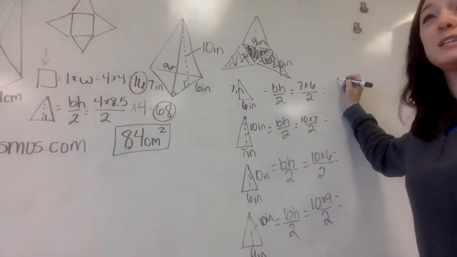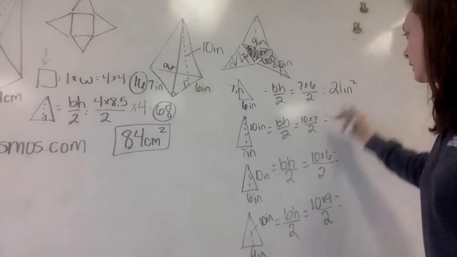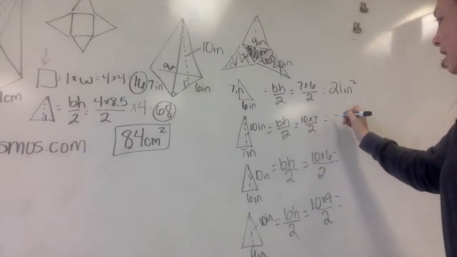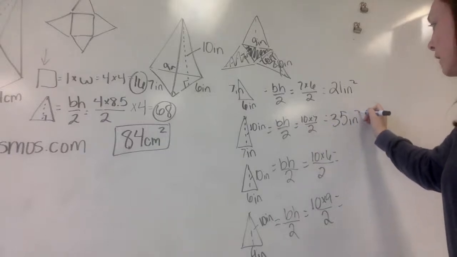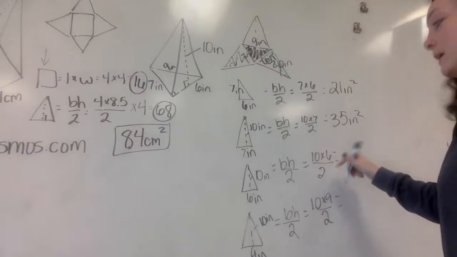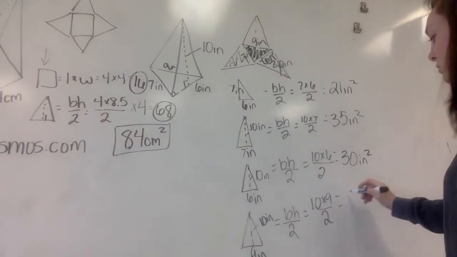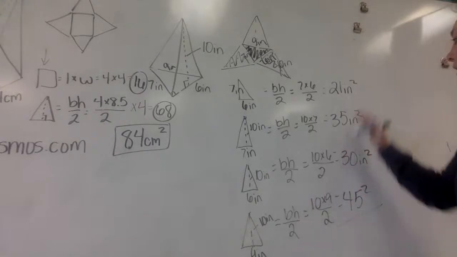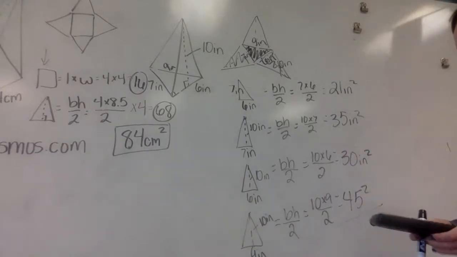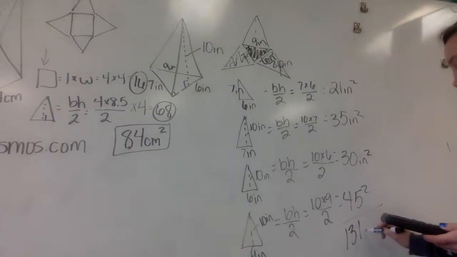So 7 times 6 is 42. Divide that by 2 is 21 inches squared. 10 times 7 is 70. Divide that by 2. That's 35 inches squared. 10 times 6 is 60. Divide that by 2, and that's 30 inches squared. 10 times 9 is 90. Divide that by 2. You get 45. Add it all together. And I'm not going to do that in my brain because I don't have that much brain power today. And your total surface area is 131 inches squared.